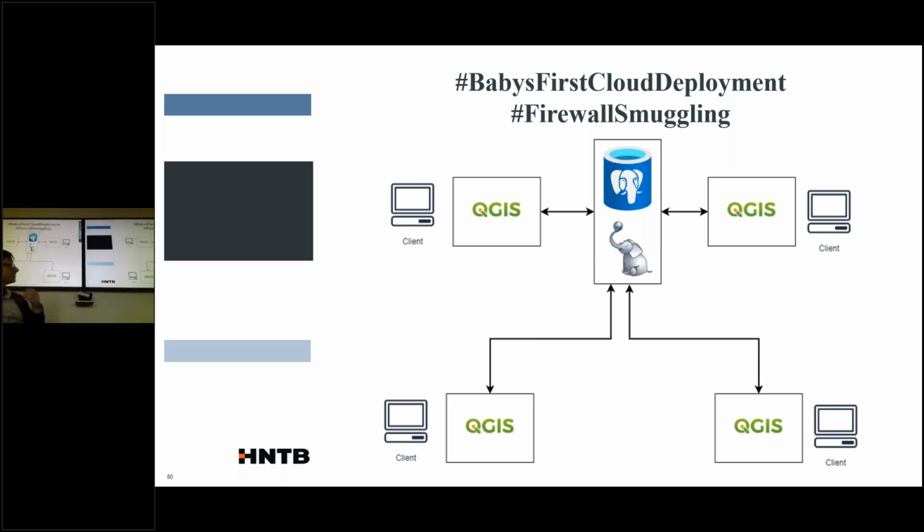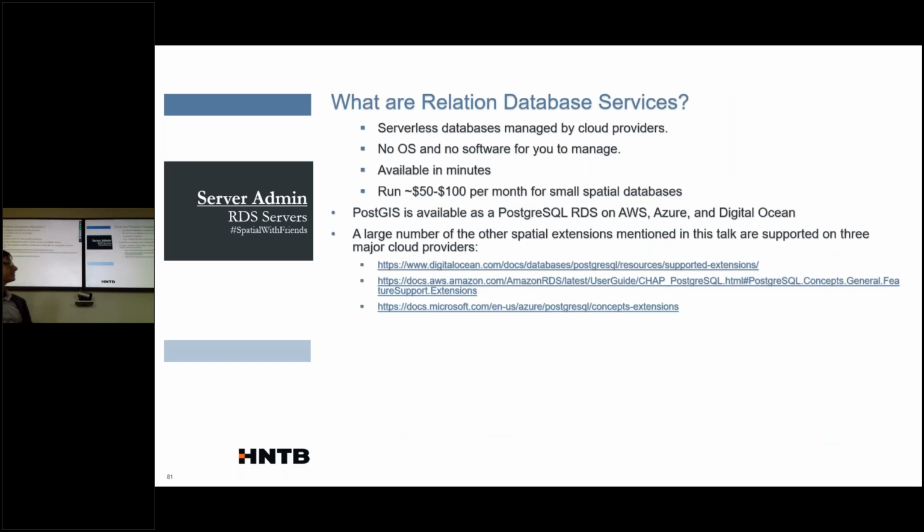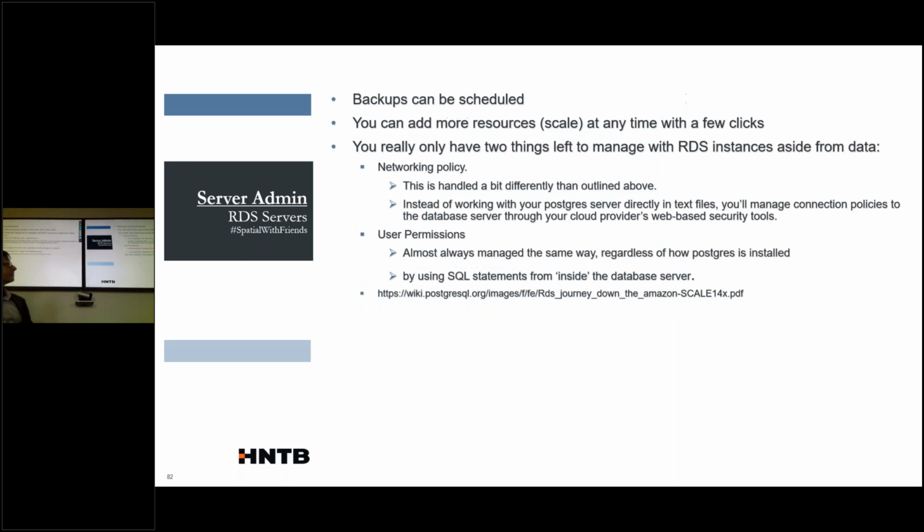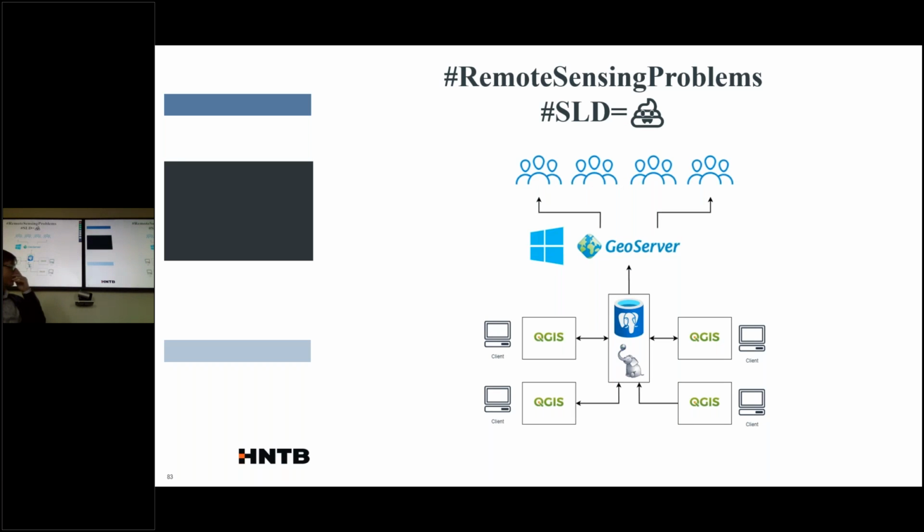This is really cool because most of the major cloud services support PostGIS as a relational database service. What's an RDS service? It is a serverless database. All you get is an endpoint. You have nothing to manage but the connections. It's available in minutes. They typically run around $50 to $100 per month for small spatial databases, increasing with the size of your data. It's available from all your major providers. You have PostGIS right out of the box. This is convenient. You can schedule backups and do all sorts of stuff that's harder to do if you actually have to manage the software-only server.